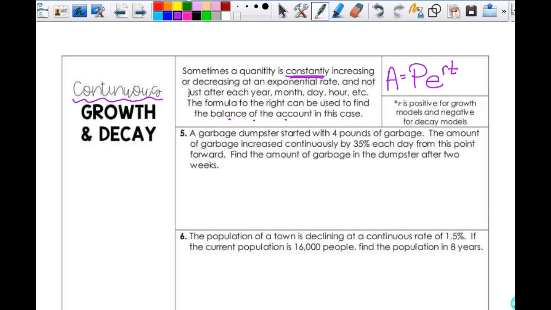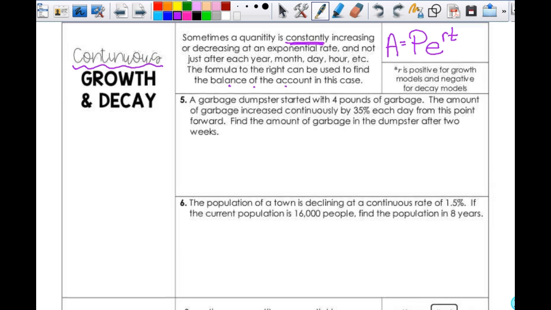Now, we don't have a minus and a plus like we did before. This says your rate is positive for growth models and it's negative for decay models. So the sign on the r is just what changes here. So it's just r if it's growth, and then it's a negative r if it's decay. So this says a garbage dumpster started with 4 pounds of garbage. The amount of garbage increased by 35% each day from this point forward. Find the amount of garbage in the dumpster after 2 weeks.